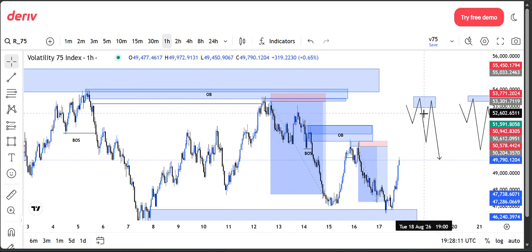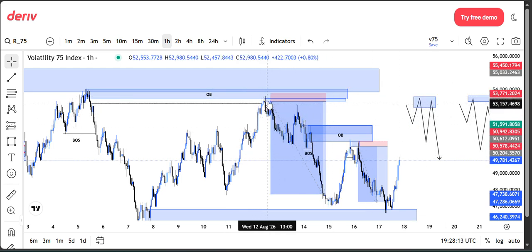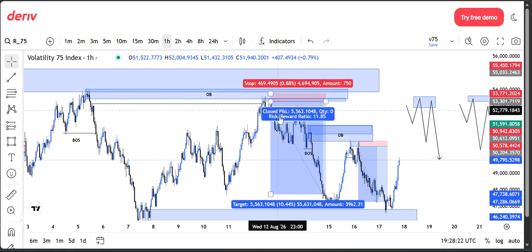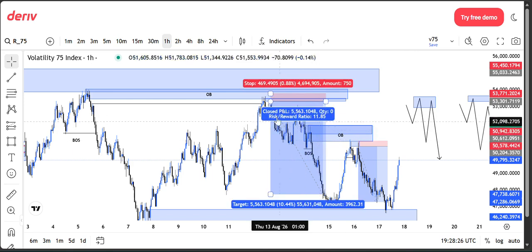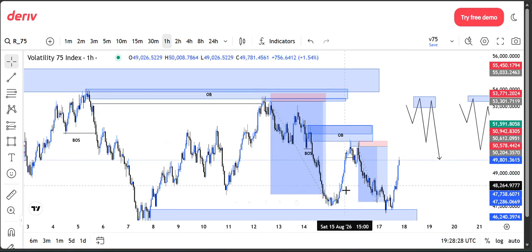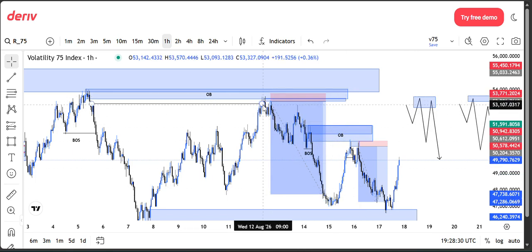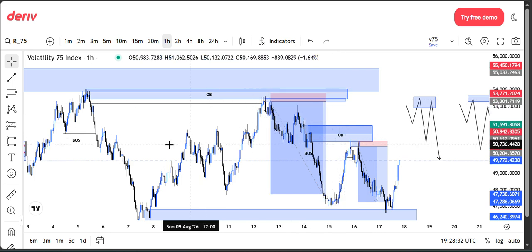We can call that a change of character because price has been going up and then it taps into our zone and then we want to see it sell. So that change in trend, that change in the direction of the market, we can call it a change of character, but at times I call it break of structure. But the most important thing is for you to understand what we are talking about.